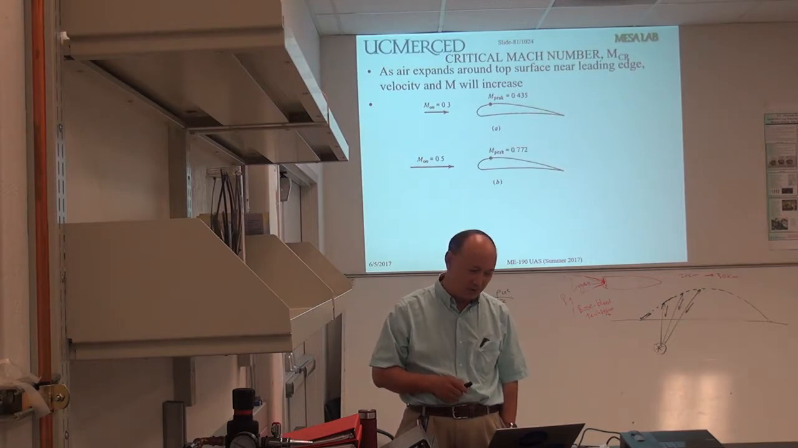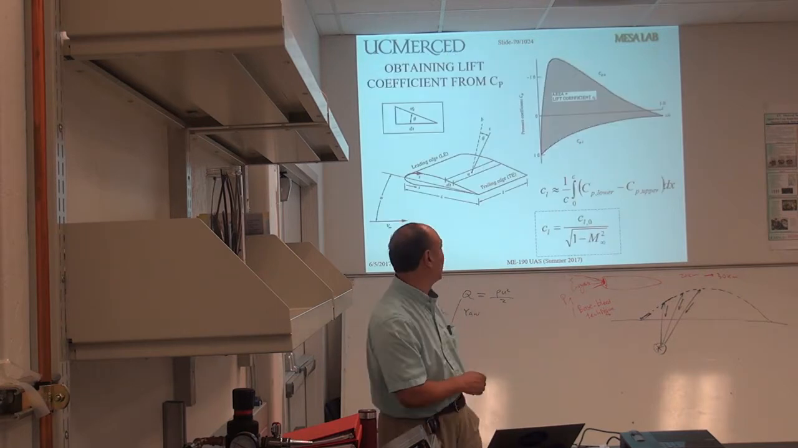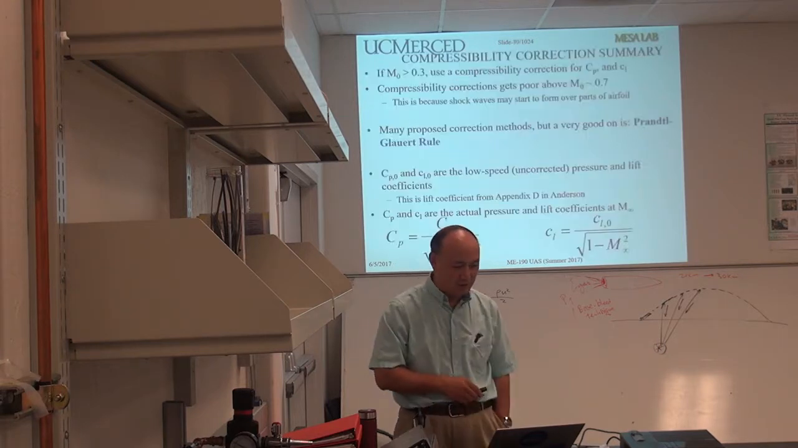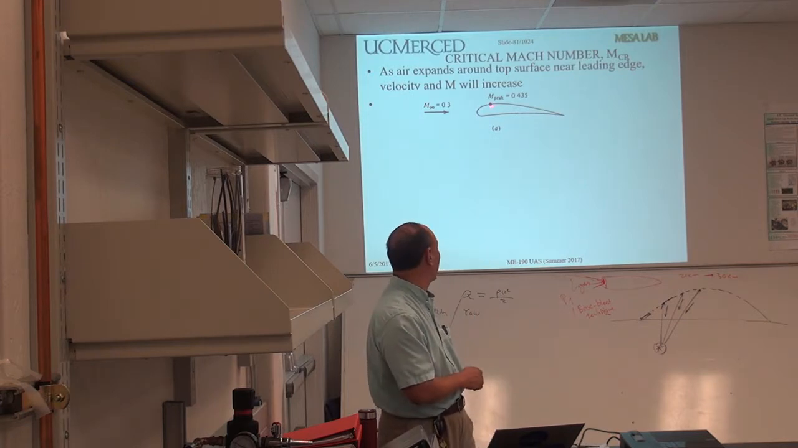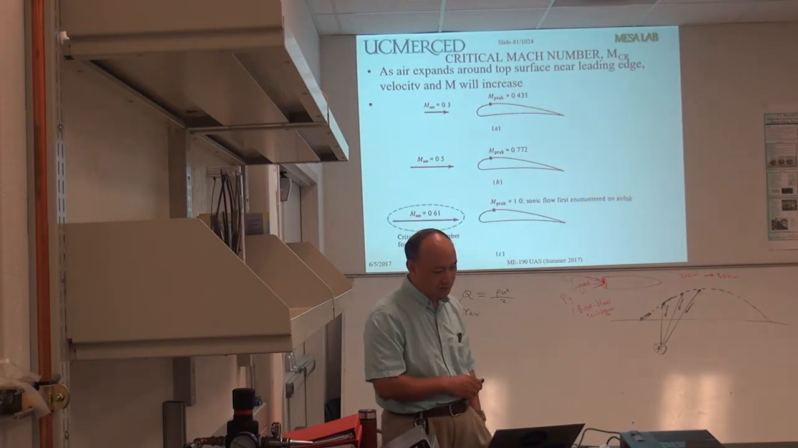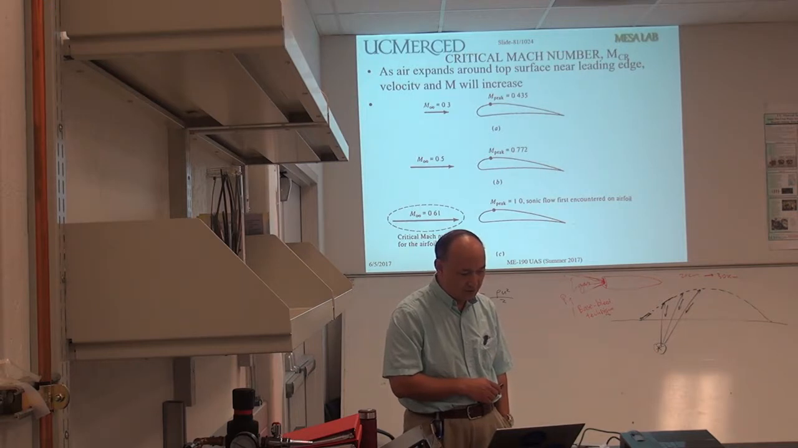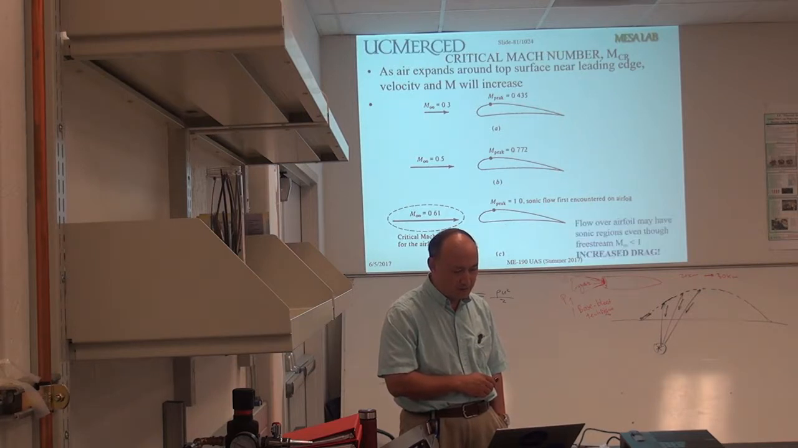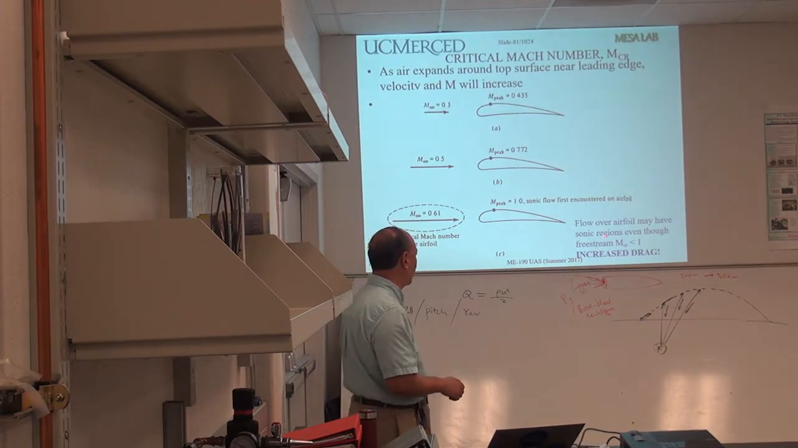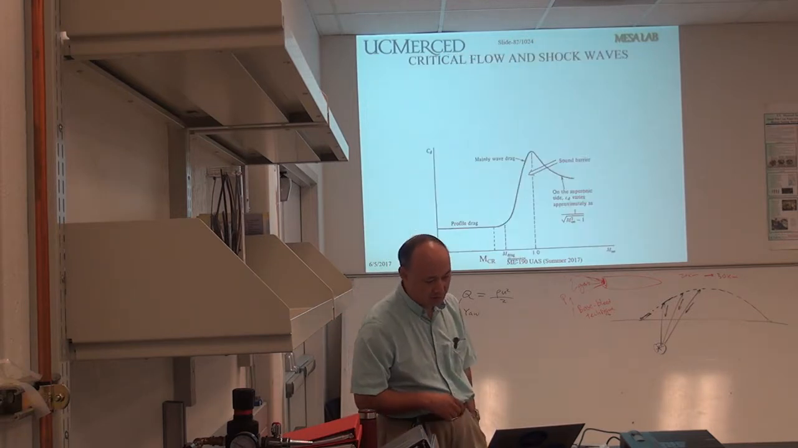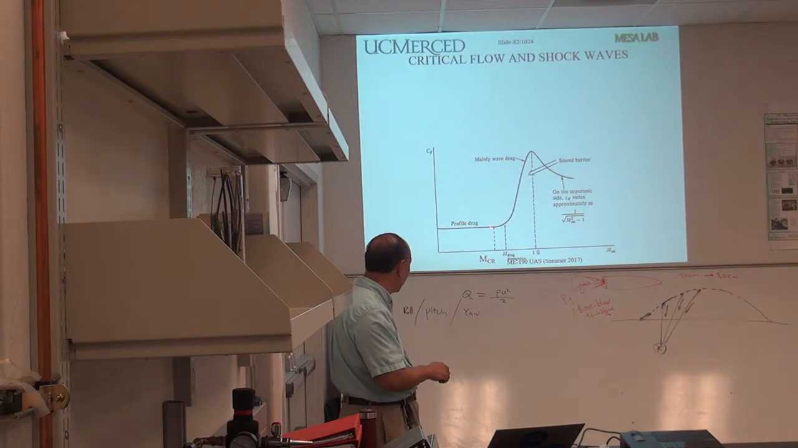Now, critical, this is this point. This is called the critical point. This is the axis, X divided by C, normalized to 1. This point is the Mach number, and the Mach number is here. Flow over the airfoil may have sonic regions even though the free stream Mach number is less than 1, and that actually increases our drag. That explains this small separation region.